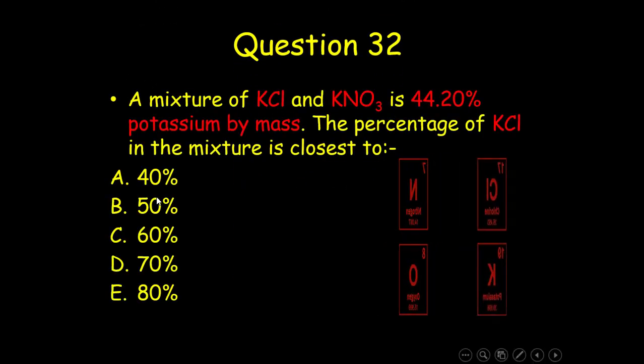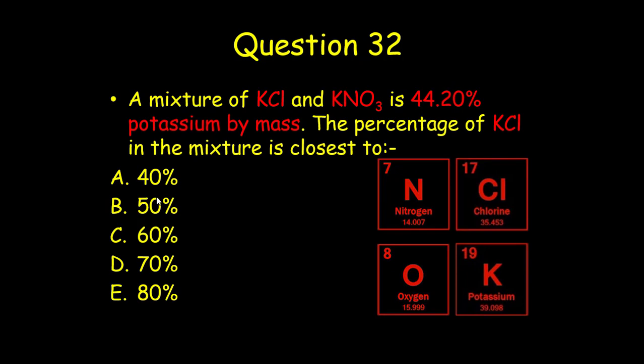Question 32. This question might be hard, so try to focus. A mixture of KCl and KNO3 is 44.2% potassium by mass. The percentage of KCl in the mixture is closest to A 40, B 50, C 60, D 70, E 80. I'm going to give you a hint. Try to use the idea of x and 100 minus x that we used in a previous question in order to get the percentage. Try to solve this equation. It's really important.